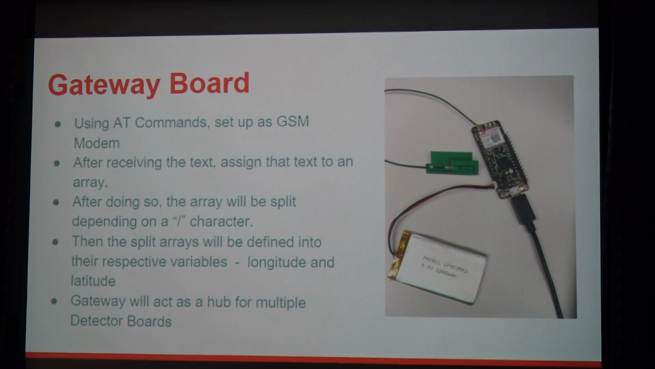So for the gateway board, we'll be using the same AT commands to define it as a GSM modem, but after receiving the text, we will define the input coming in as a variable, and then we'll split the variable on the / character. The characters before the / will be defined as a longitude, and any characters after will be defined as a latitude. And the gateway board will act as a hub for detector boards in multiple areas.